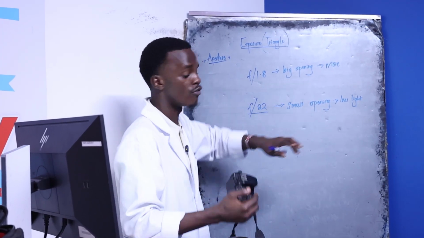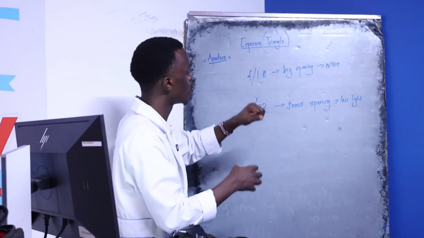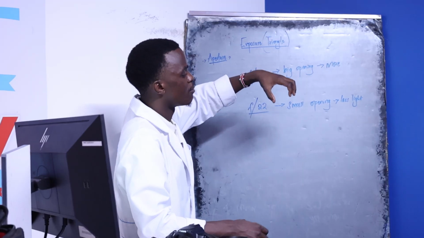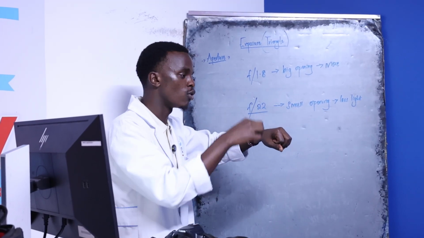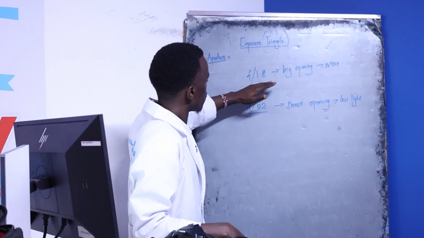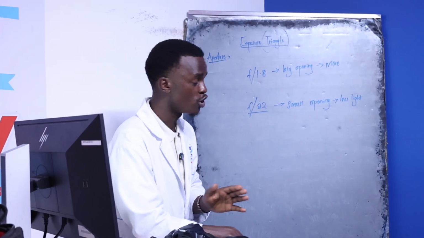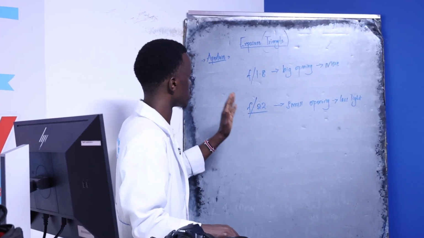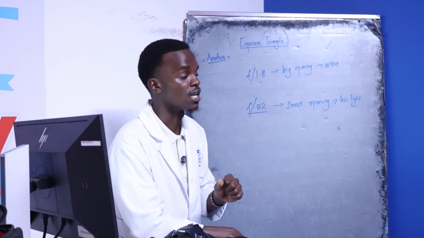And this works like a tap. When you open a tap wide, a lot of water comes out, right? But once you open it just a little, very little water comes out. The same applies. The moment you have a very big opening, more light gets in, and your image is going to be very much exposed. But once you have a very small opening, less light is getting in.